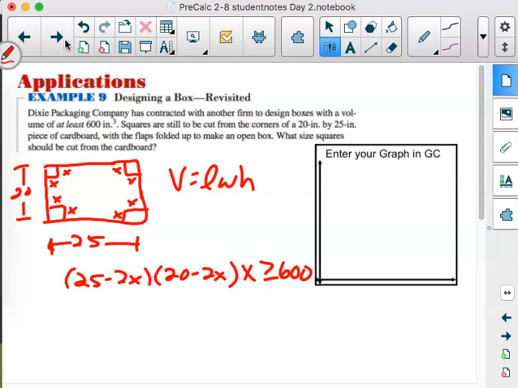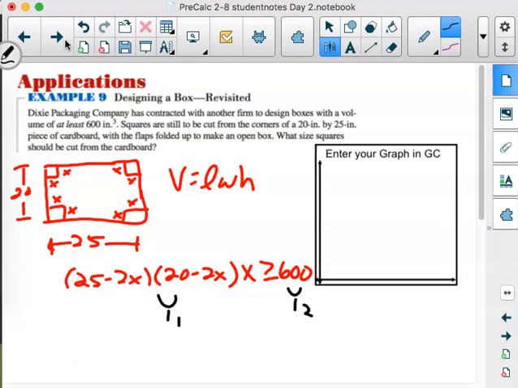Now here's the good news. We don't even have to multiply this out. The calculator will do this for us. All we have to do is say this side is y sub 1, this side is y sub 2, and see where they're going to hit each other. And we should be good to go. But it's the window that usually messes people up because they're like, what should I use for my x's and what should I use for my y's?